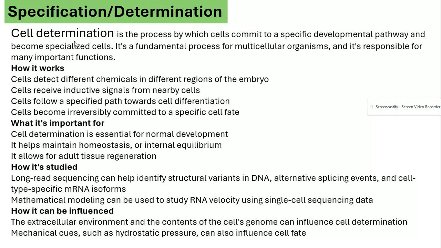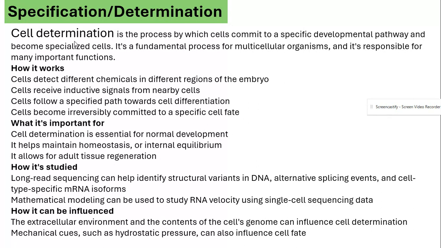What it's important for: cell determination is essential for normal development. It helps maintain homeostasis or internal equilibrium. It allows for adult tissue to regenerate, yeah? So it's important, essential for normal development. Imagine not having orthopedic. Imagine not having any specialization. Imagine not having any specification. You'll just stay as general medicine. Wouldn't you want to be a subject matter expert with highly skilled, masterful knowledge of a specific subject? Yeah, so it's important, yeah?